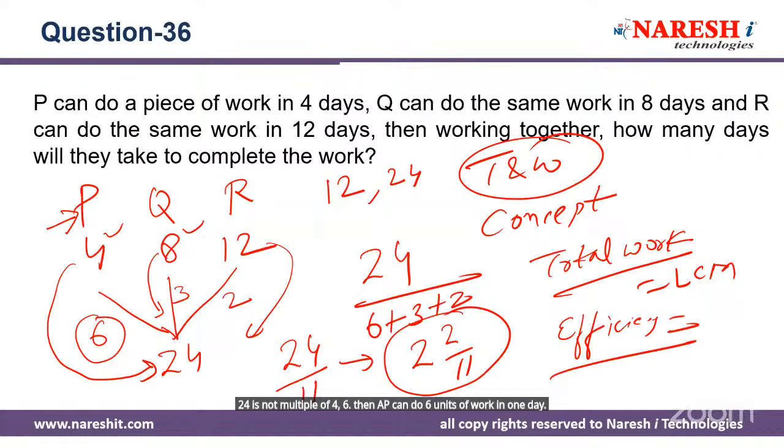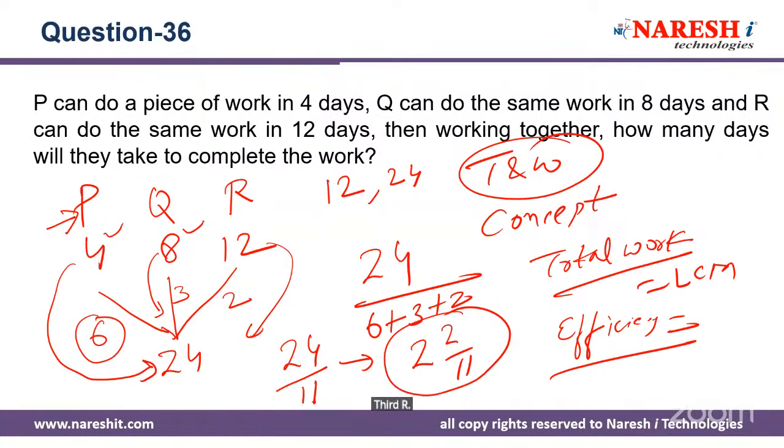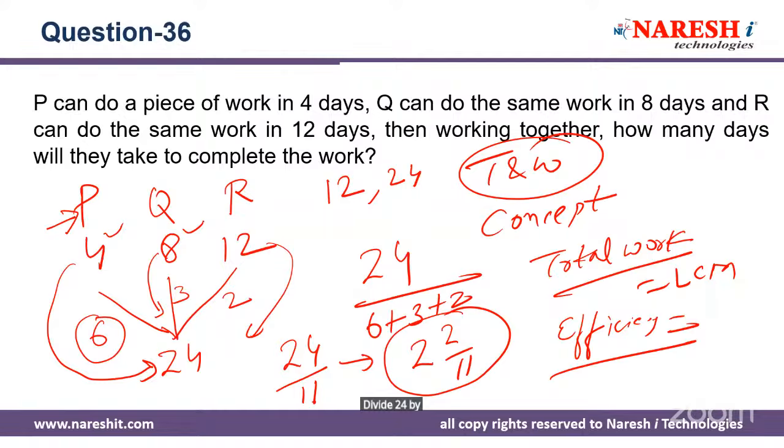Then 24 is what multiple of 8? 3. That means Q can do 3 units of work in one day. Third, R, 12: 2 units of work in one day. If all are working together, doing the total work of 24 units, divide 24 by 6 plus 3 plus 2, which is 24 by 11. And remember that in time and work, the answer should not be in fractions. You have to convert it to a mixed fraction.